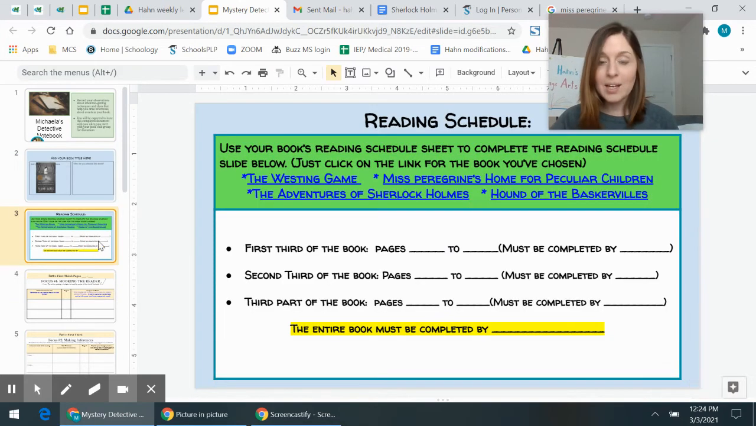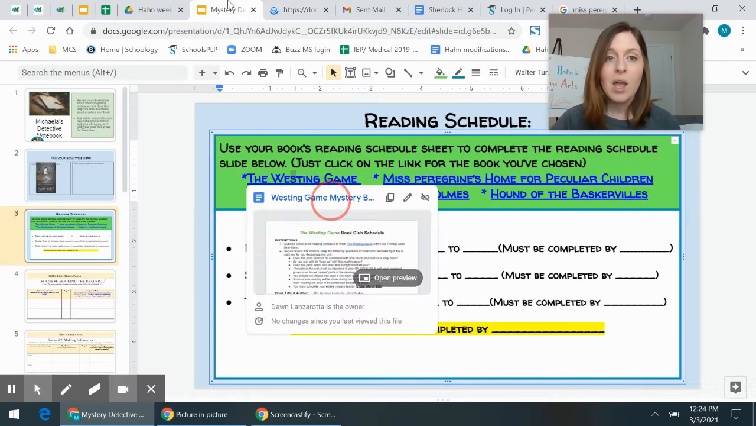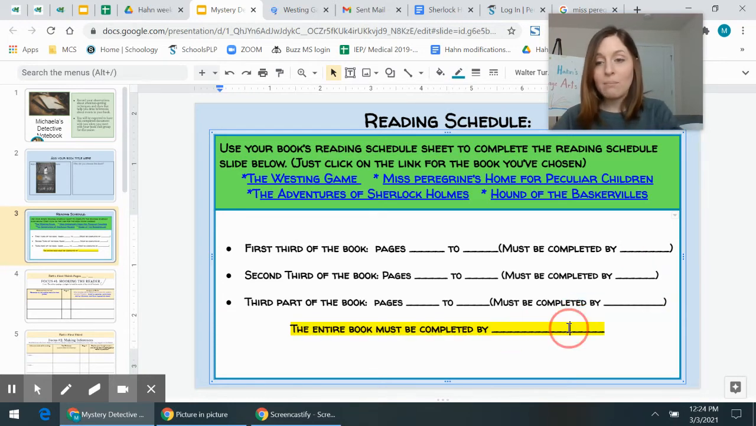Okay. Third, it is so important that you remember what pages you need to read each day. So instead of having you always go to the reading schedule that our wonderful teacher, Mrs. Lanzarotto, made for us, I'm going to have you record your pages right here. So for example, if you chose the West End game, you can click on the West End game right here, and you're going to read from page 0 to page whatever during week 1, which means week 1 is everything has to be completed by March 26th. So right here, I'm going to write March 26th, which means we have 3 weeks.